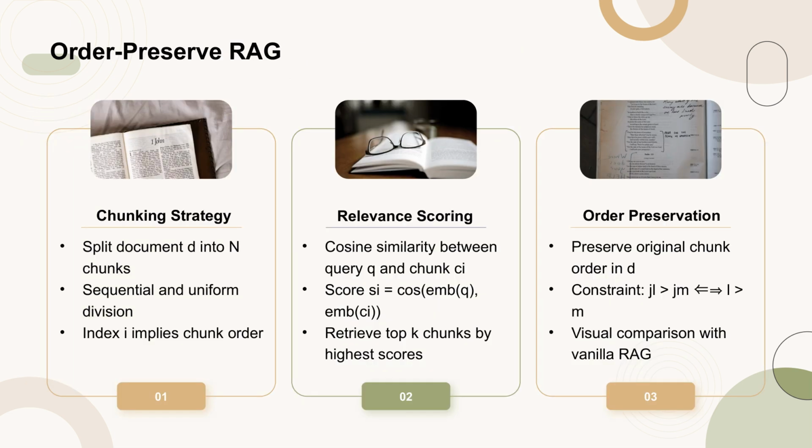In this section, the authors introduce the order-preserved RAG method. First, they describe the chunking strategy where a long document D is split into n chunks sequentially and uniformly. The index i of each chunk Ci indicates its position in the sequence. Next, they explain the relevance scoring process, which involves computing the cosine similarity between the embedding of a query Q and each chunk Ci. The top K chunks with the highest similarity scores are retrieved. Finally, the authors emphasize the importance of preserving the original order of these chunks in the document D, which distinguishes this method from the vanilla RAG approach that orders chunks by similarity score alone.